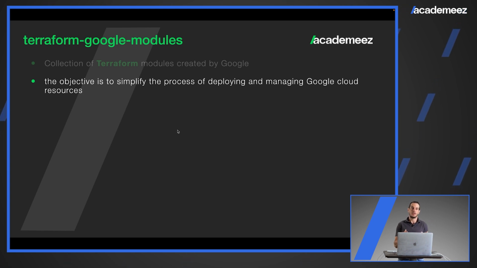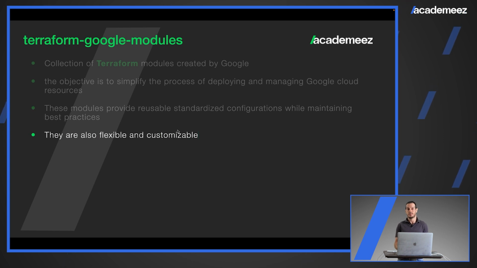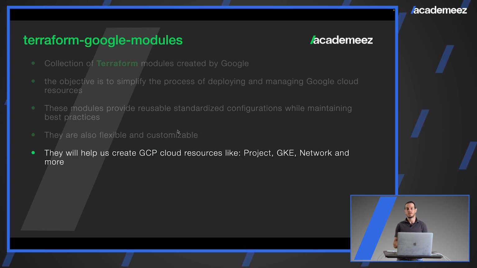So basically, you create resources using Google modules and Google guides on how to do it properly. And these modules provide reusable, standardized configuration, and they follow Google's recommendations regarding best practices. They are also flexible and customizable, and we will use those resources to create our GCP. We will use those Terraform Google modules to help us create GCP resources, like creating a project. We'll soon create GKE, our Kubernetes cluster, networking, and more.